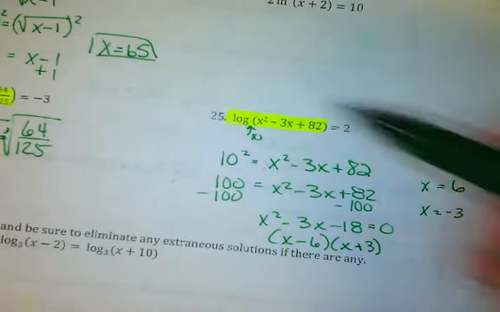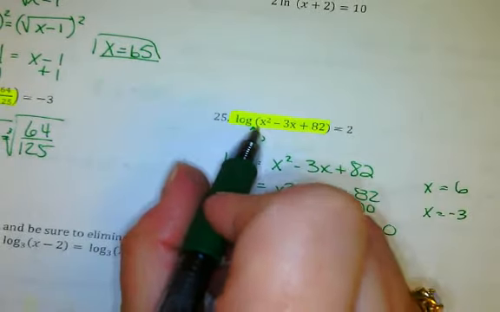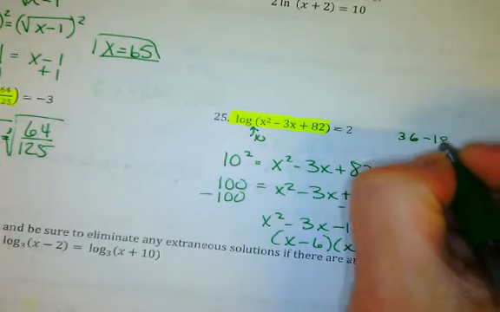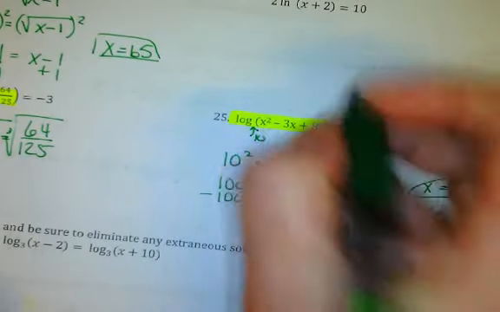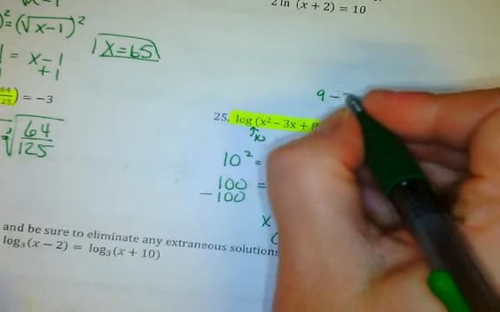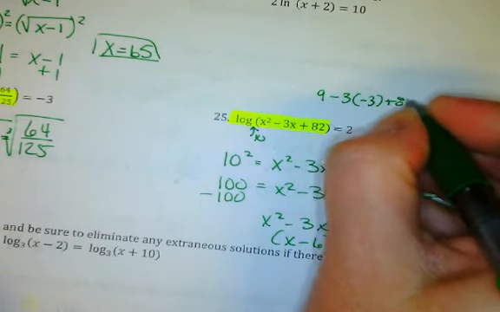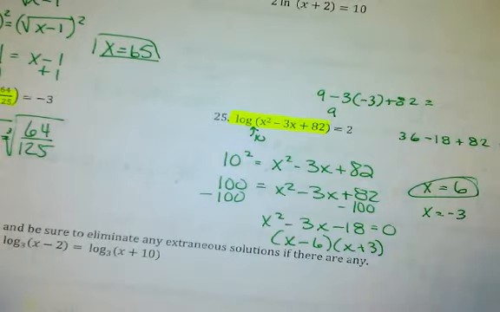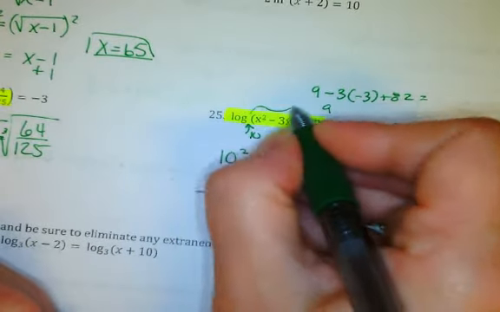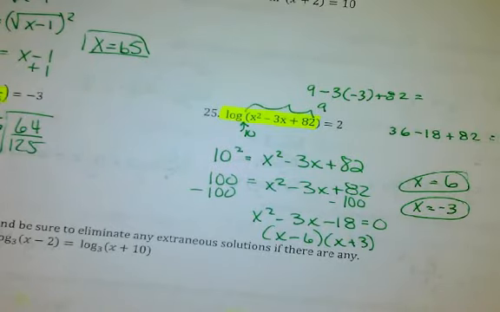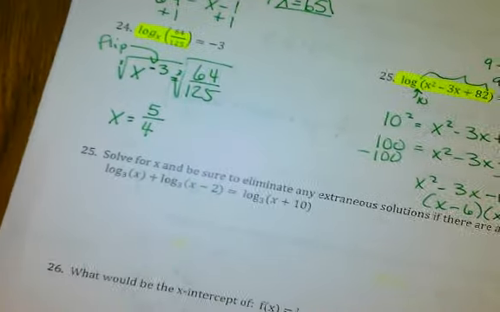All right, if I substitute in the 6 here, I get 36 minus 18 plus 82. And this will give me a good number here. So this is definitely an answer. If I put in the negative 3, that gives me 9 minus 3. And this will also give me a positive answer. And so both of these are right. If I were to have substituted one of these numbers in here and gotten a negative, though, that would have been my extraneous.